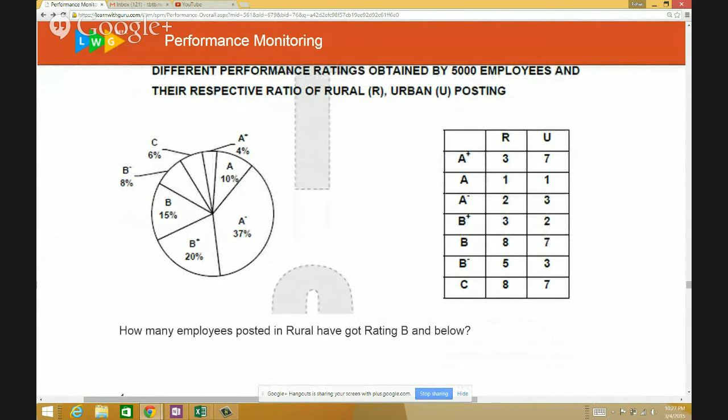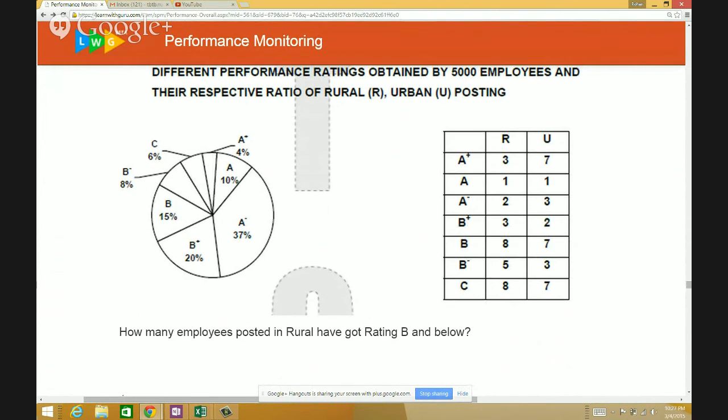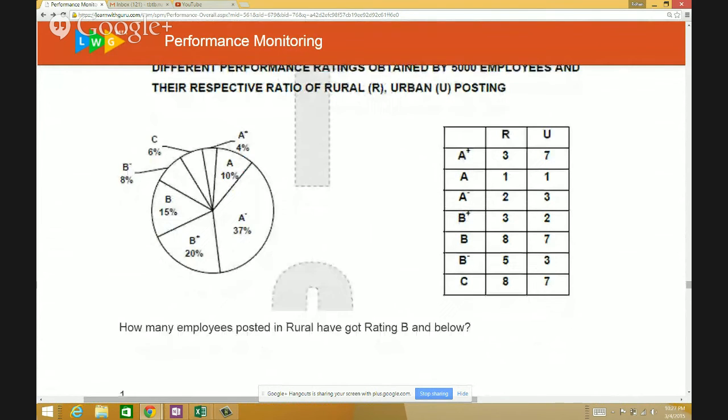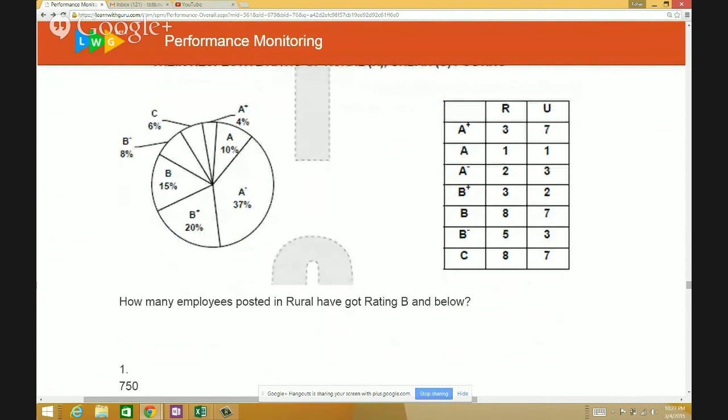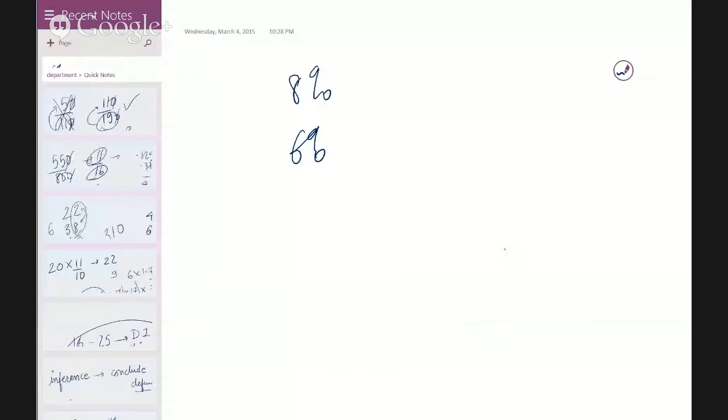How many have rating B and below? B and below in rural, how many employees in rural? So now rural and urban, this rural, this urban. B and below is B minus and C. What is B minus? B minus is 8% and C is 6%. But that 8% is a different distribution and 6% is a different distribution. So I'll just say 8% and 6%. This is B and C.